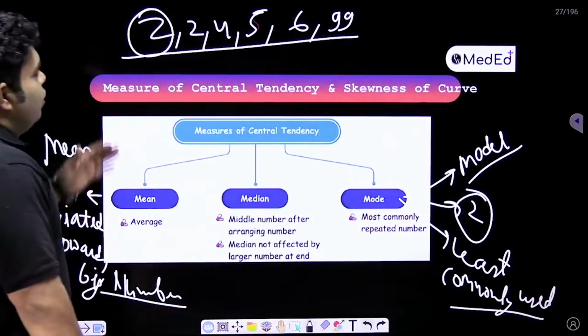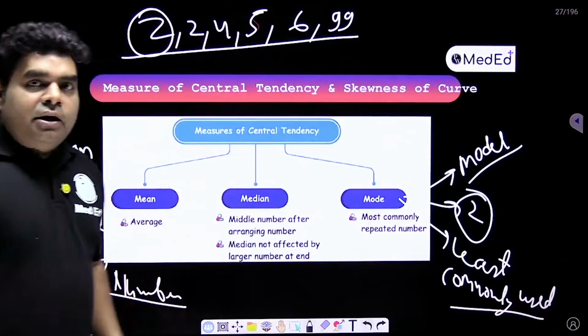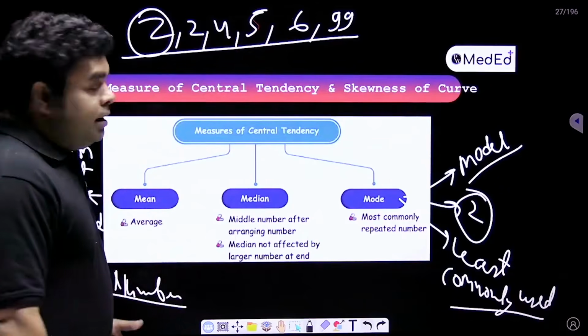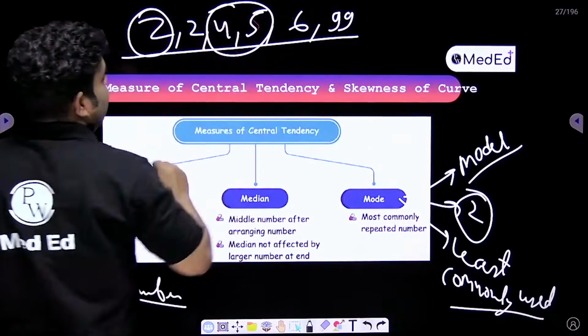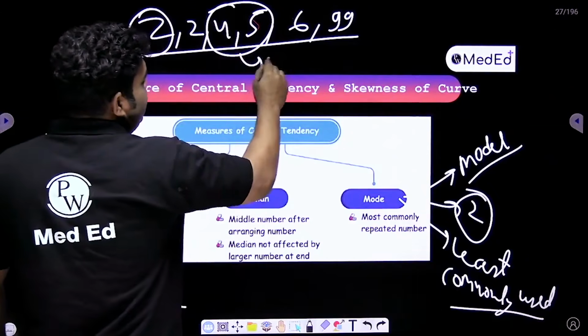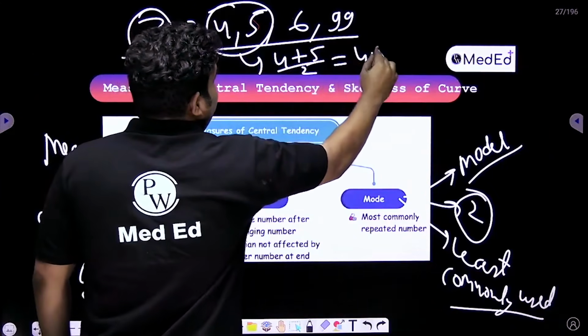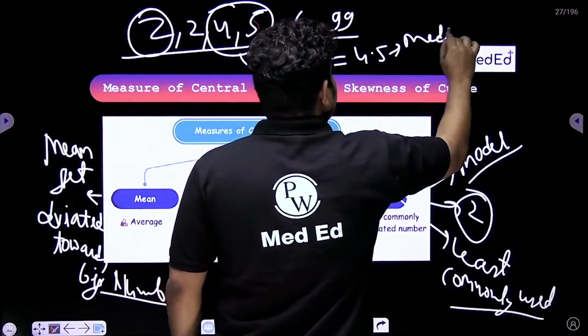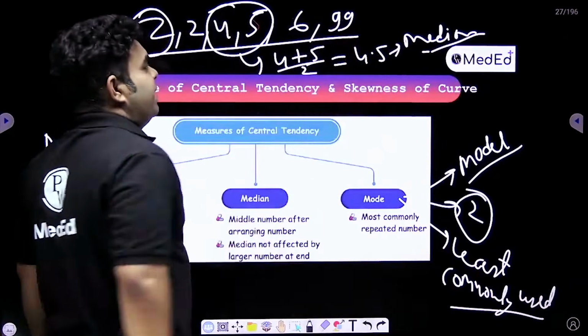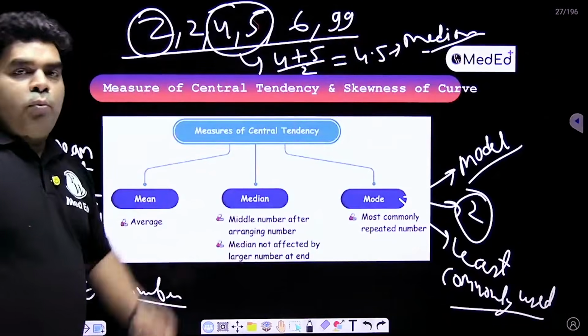Now, what is the median of 2, 2, 4, 5, 6, 99? You cannot find a single middle number here, but 4 and 5 both are in the middle. So if there is no single middle number, you have to take the average of the middle two numbers and it will come to 4.5. That will be the median. So median is not affected by the big number, you can see, and it will be 4.5.